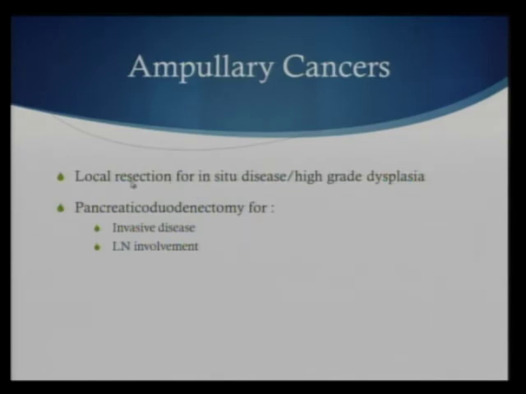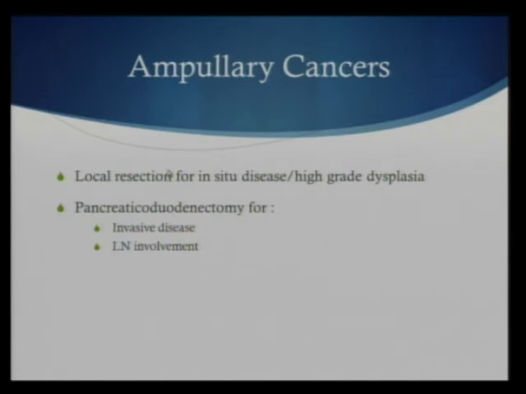So, based on what the score tells you, you could undertake local resection for either in situ disease or high-grade dysplasia. I looked up papers, and most of them suggest that as long as the patient is a good surgical candidate, even for in situ or high-grade dysplasia, they've recommended a pancreatic duodenectomy or a Whipple.